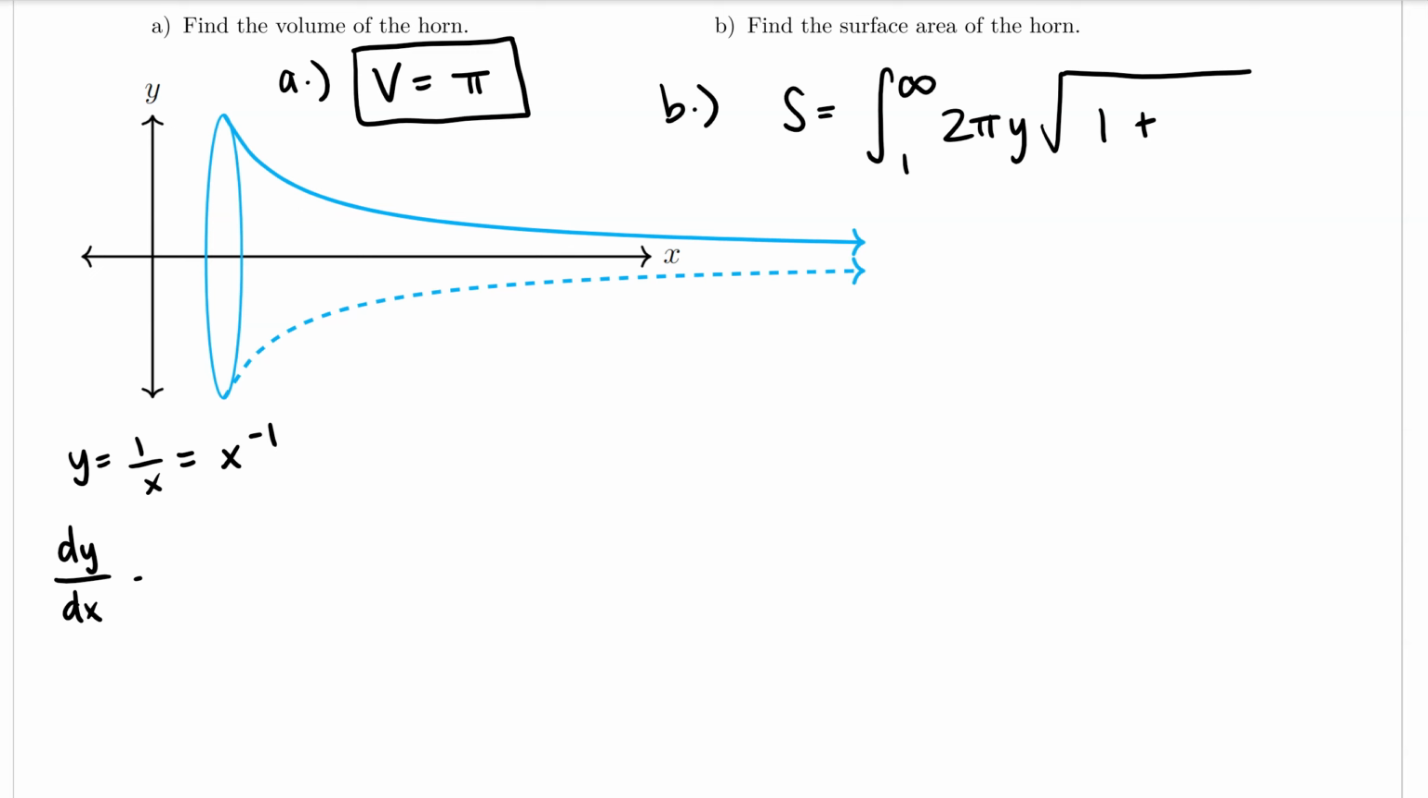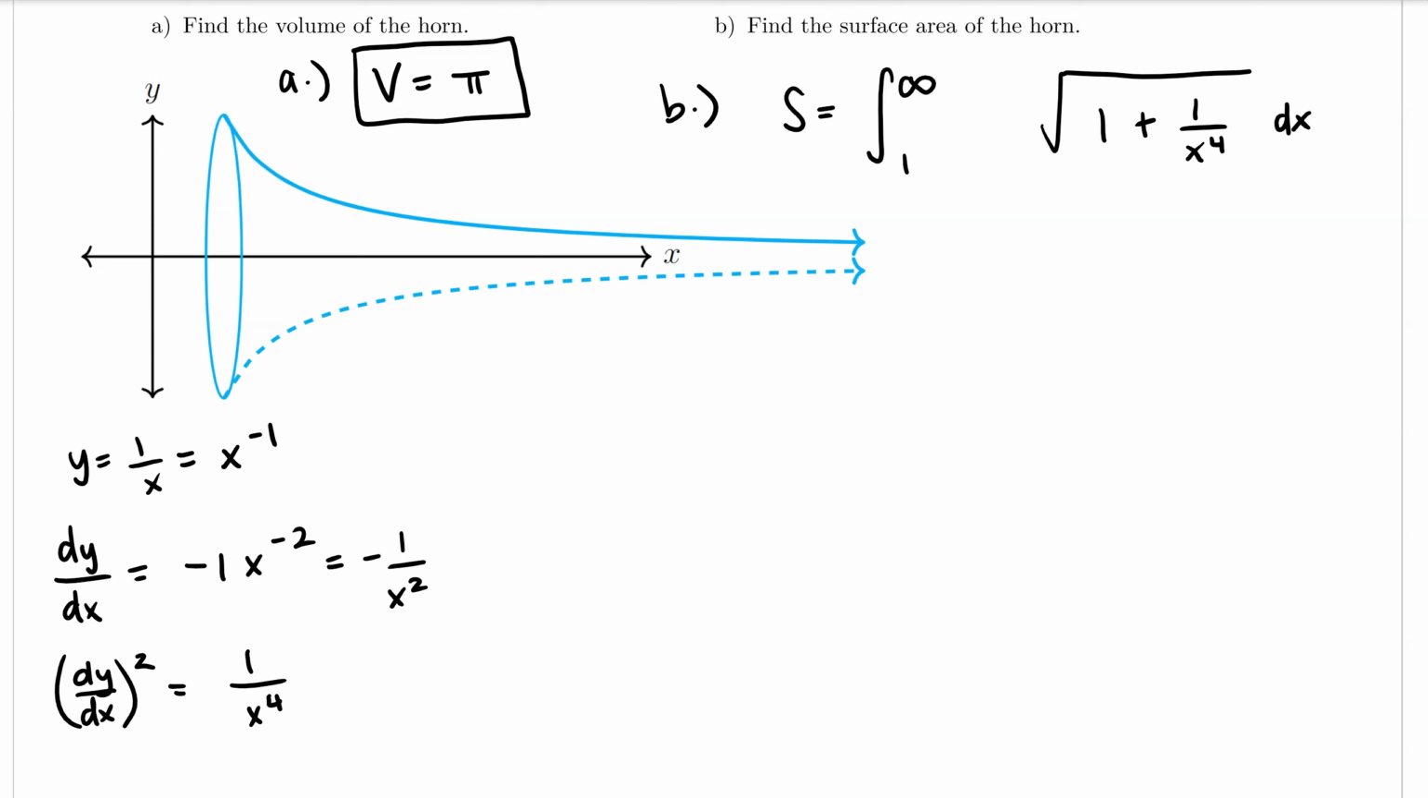Let's go ahead and take the derivative now. So I'm going to bring the power down, and then decrease the power by 1. So we have negative 1 over x squared. And if we square that, that's going to give us 1 over x to the 4th power. So I have 1 over x to the 4th power dx. Now, because we're integrating with respect to x, I don't want this y here, so I'm going to rewrite this as 2 pi times 1 over x.